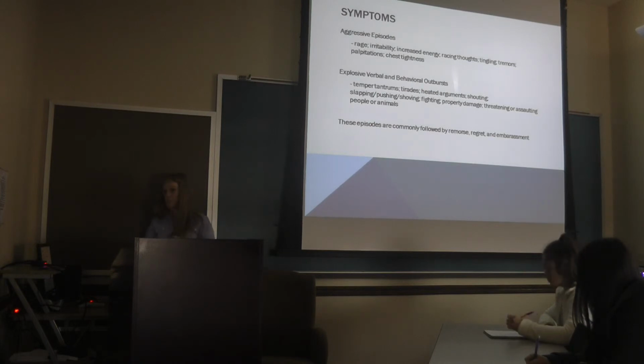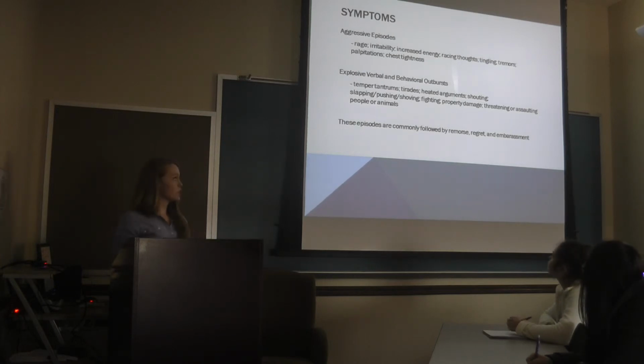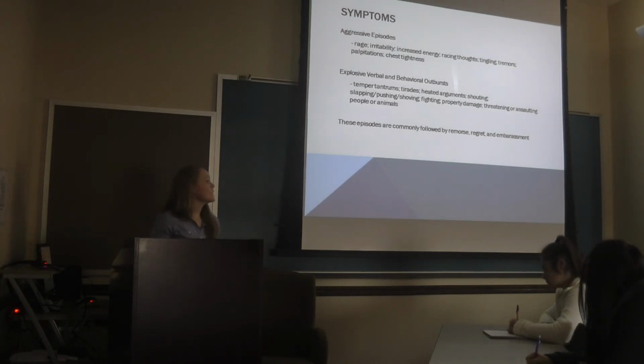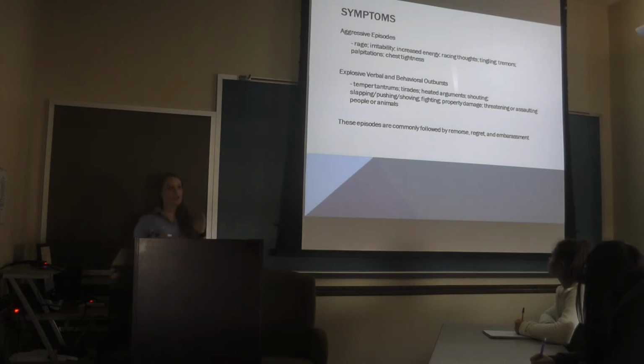Some of the symptoms of this disorder include aggressive episodes, so they'll be rageful, they'll be irritable, have increased energy, racing thoughts, tingling, tremors, palpitations, and chest tightness. Then they also will have outbursts. These could be verbal and behavioral, so this could include temper tantrums, tirades, heated arguments, shouting, slapping, pushing, shoving, physical fighting, property damage, threatening or assaulting people or animals.